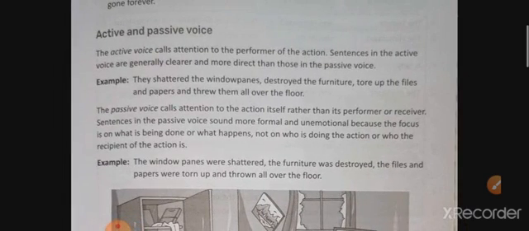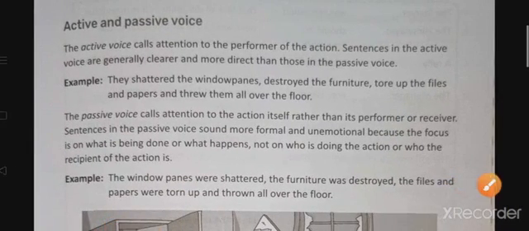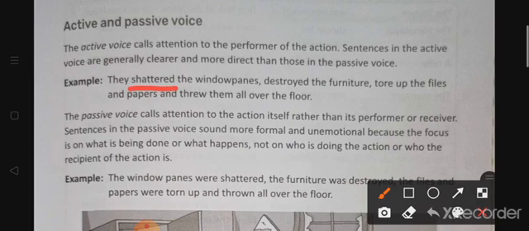They shattered the window panes, destroyed the furniture, tore up the files and papers and threw them all over the floor. Now in this sentence, if you see the verbs shattered the window panes, destroyed the furniture, tore up the file and paper and threw them all over the floor. Now all these actions have been carried out by 'they', right, who are the performers of the action.